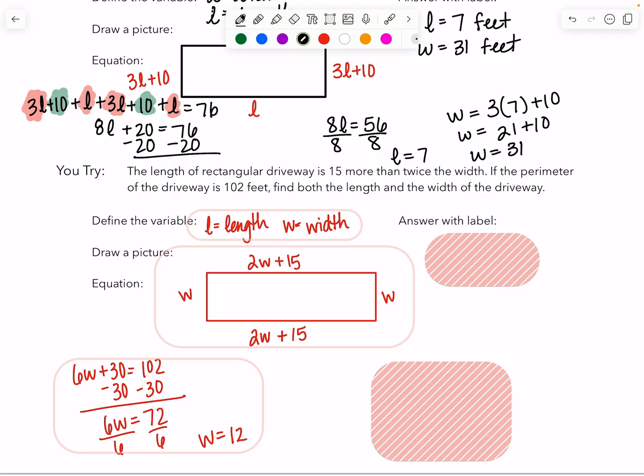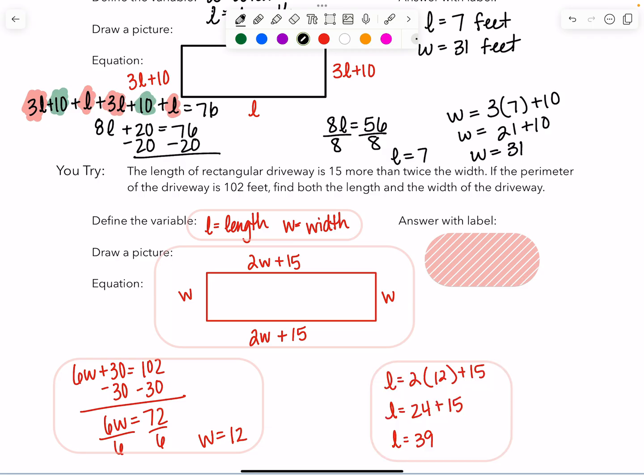But now we have to find the length, so we substitute 12 in for W. So length equals 2 times 12 plus 15. So length equals 24 plus 15. Length equals 39. Okay, so our final answer with labels: width equals 12 feet, length equals 39 feet.